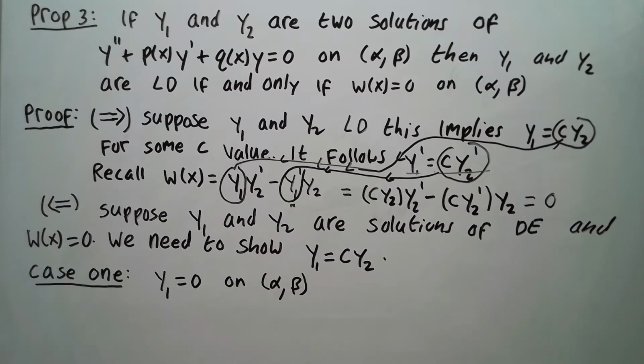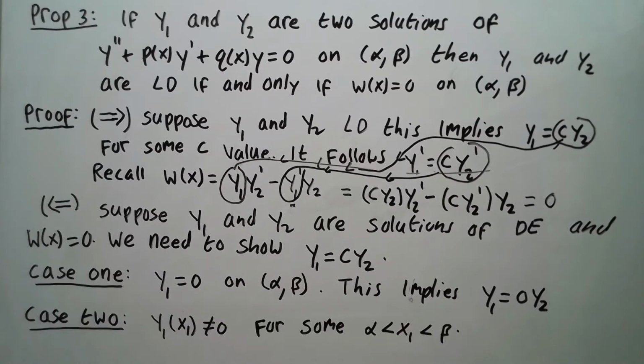So case 1, suppose y1 equals 0 on alpha beta, so just equal to 0 for all x on alpha beta. That implies then that y1 then will be 0 times y2. So again, this implies then y1 would be 0 times y2. So we're done with that case then. So the next case would be that y1 is not equal to 0 for all x on this interval. So let's look at case 2 next.